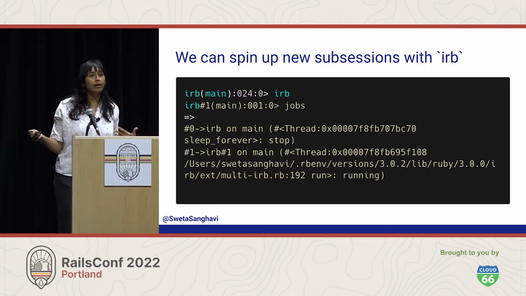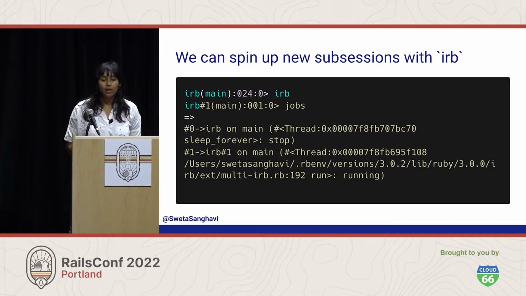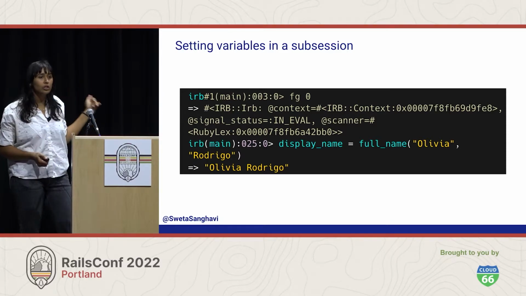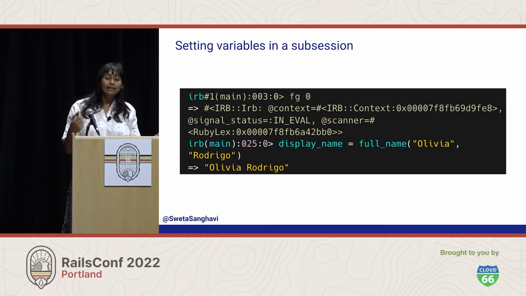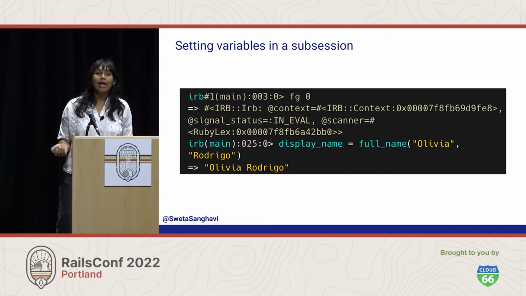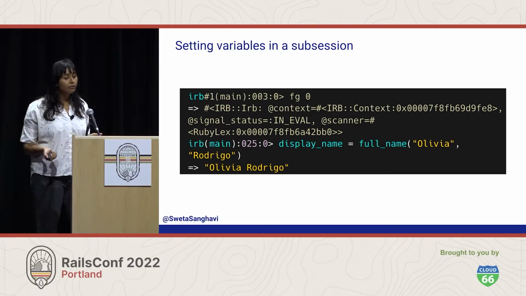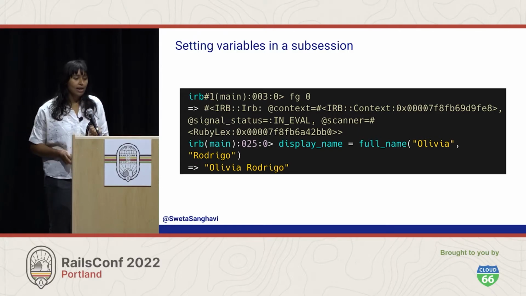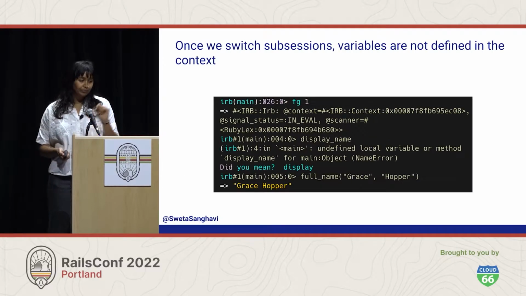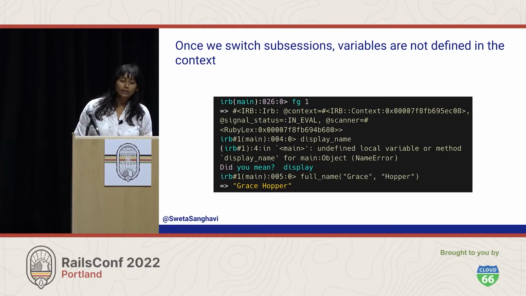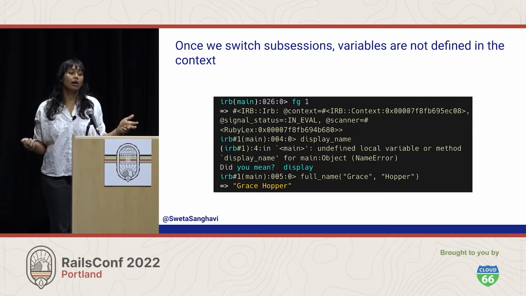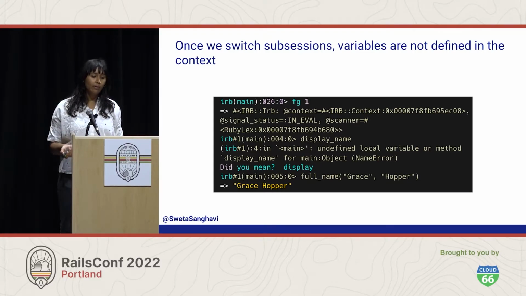Let's figure out what's shared and not shared between the 2 of them. So let's go back to that first subsession we started at by using the command fg 0. And let's set a variable, display_name, and set it to the return value of calling full_name on Olivia Rodrigo. Cool, so now in subsession 0, we have this variable display_name. Let's switch back to subsession 1. When we then try to call display_name in subsession 1, we no longer have access to that variable.